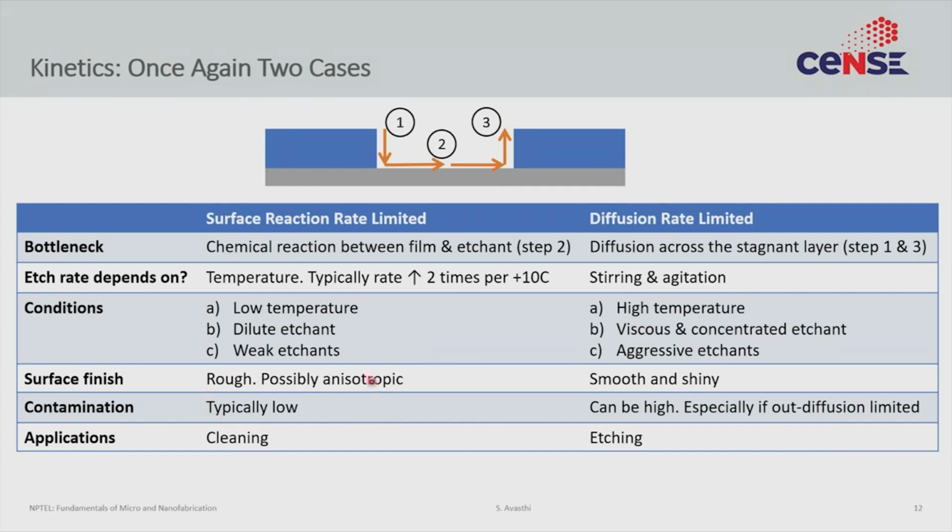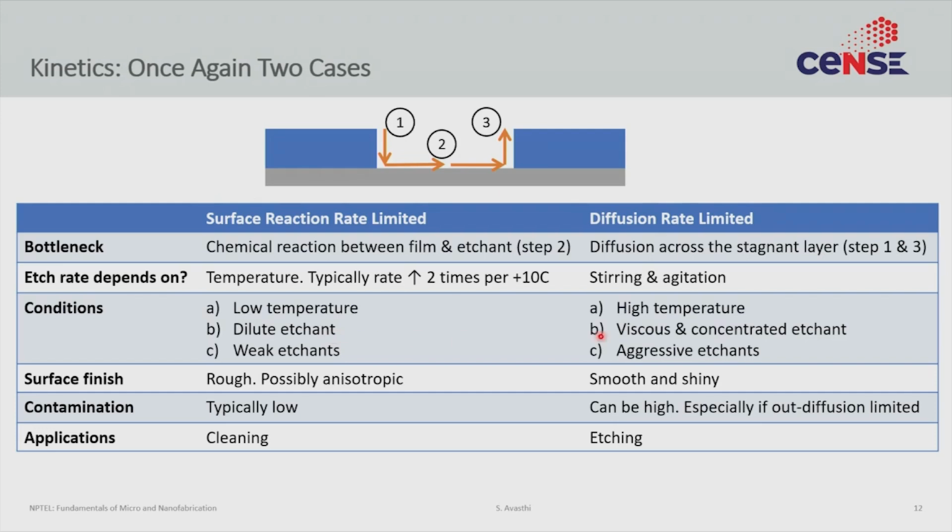Typically, the contamination in a surface reaction rate limited regime is low, and that is because the etching rate is always limited by the etching process, and also because this often happens for dilute etchants. For dilute etchants, the amount of byproducts or the junk that is left over on the surface tends to be low.